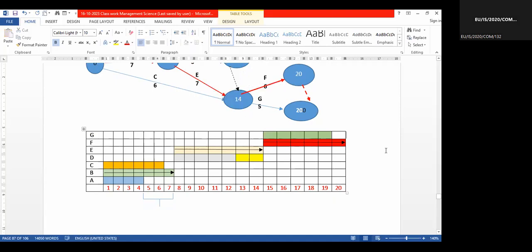Right? So how many days can we delay activity G? 1 day. 1 day we can delay. So how many days can we delay activity F? Activity F can't delay, sir. F cannot delay because if you delay 1 day, then the project duration becomes how many days? 21 if you delay 1 day.